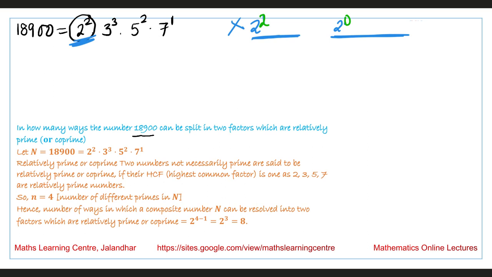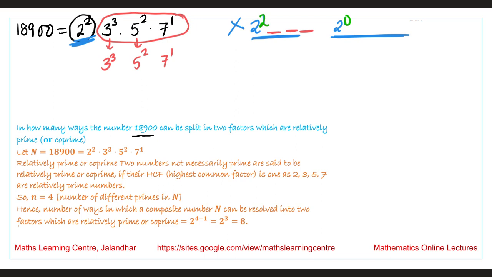Now we are left with these three numbers: 3 raised to the power 3, 5 raised to the power 2 and 7 raised to the power 1. We are left with these three numbers. Now these three numbers are to be placed over here.